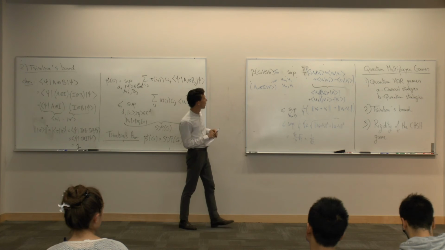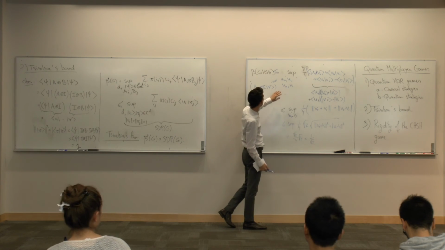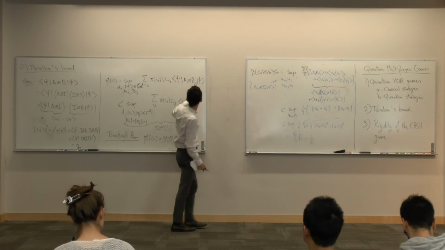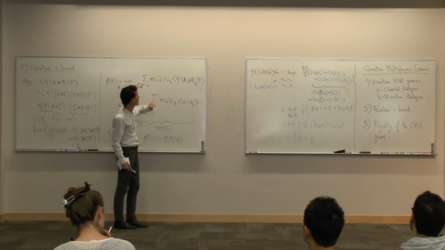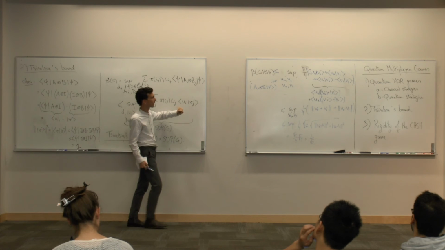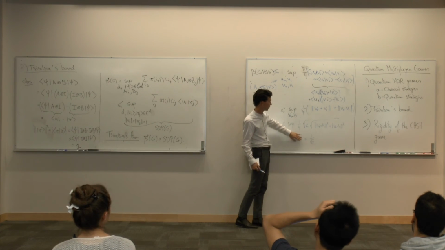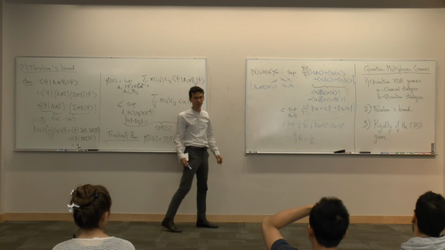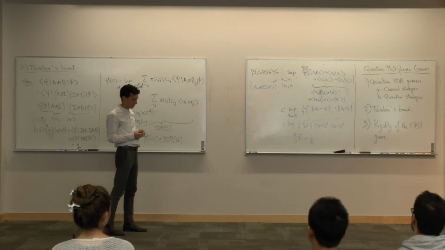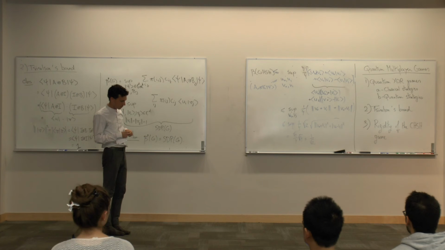And the proof uses two things. First, it uses that we can write the expectation value of the quantum strategies as this inner product of vectors. And then we can do linear algebra on the vectors to get to that. Questions on that?